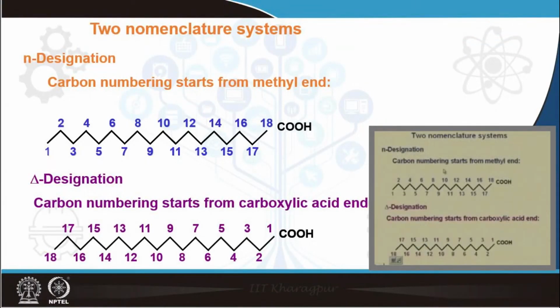Okay. Now, the first thing is about the nomenclature. The nomenclature of fatty acids actually follows two types. One is called the N designation, another is called the delta designation. In the N designation, as you can straight away see, the numbering is from the extreme end away from the carboxylic acid group. So, in this case the number is from here 1, 2, 3, 4 and so on and so forth.